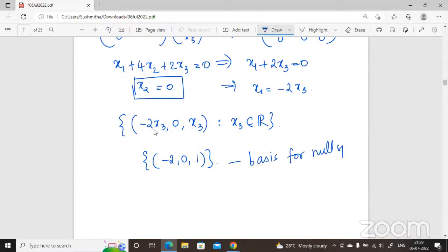Could you please tell the dimension of this? Dimension is 1, no? Because there is only one free variable. x2 is fixed, x1 depends on x3. There is only one free variable, which is x3.